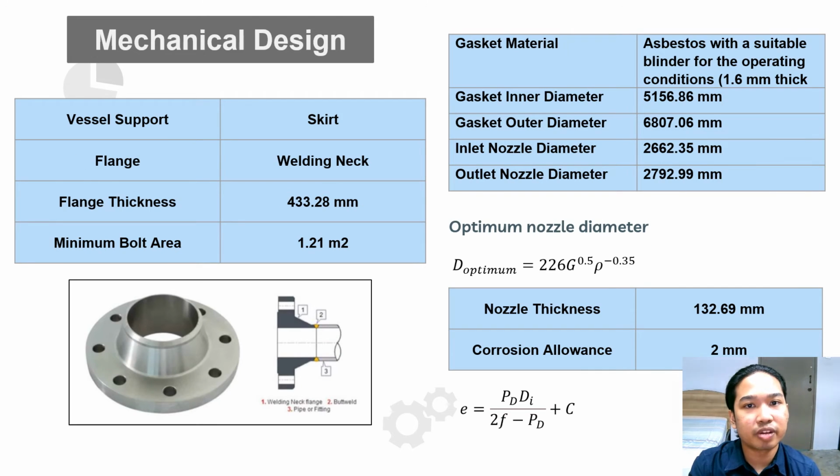Next, I will proceed with the mechanical design. The vessel support that we use for the reactor is the skirt. The flange functions as the second most used joining method after welding and is used when joints need dismantling. There are many types of flange used in the process industry and the one that we use for this unit is the welding neck. Welding neck is used because it can withstand high pressure and temperature applications. The flange thickness was calculated and we got 433.28 mm. The minimum bolt area was also calculated and the value that we get is 1.21 meter squared.